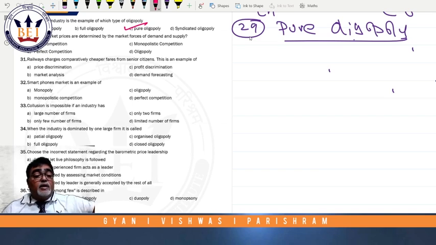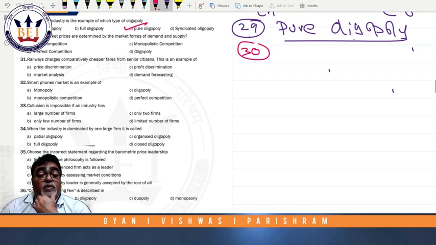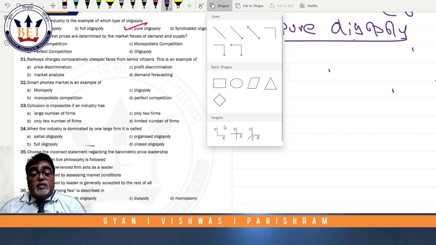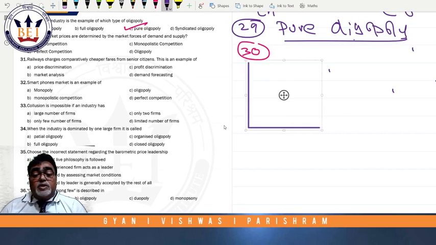Question number 30. In which market are prices determined by the forces of demand and supply? Demand and supply. We know perfectly competitive market. What is happening? Due to homogeneous product, each firm cannot determine price. They have to make one industry, and industry determines price. Just simple way, industry determines price. This is demand, this is supply.